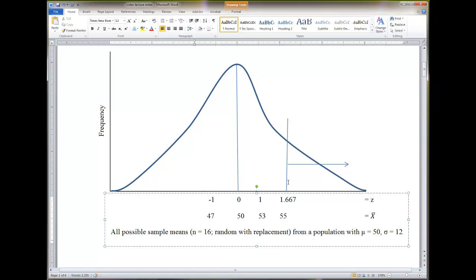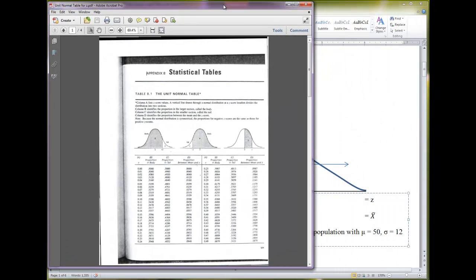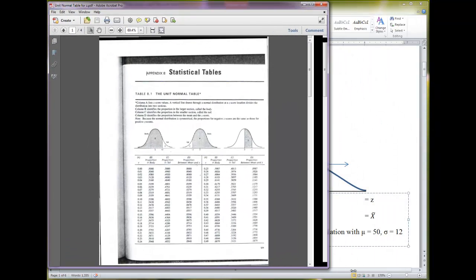This is the smaller portion of the graph, so we are looking for a tail. So now what I need to do is find my z-score of 1.667, which will be 1.67 in the table because it only goes to the hundreds place, and then locate the probability or the proportion in the tail associated with that z-score. So let's go ahead and look in this table.